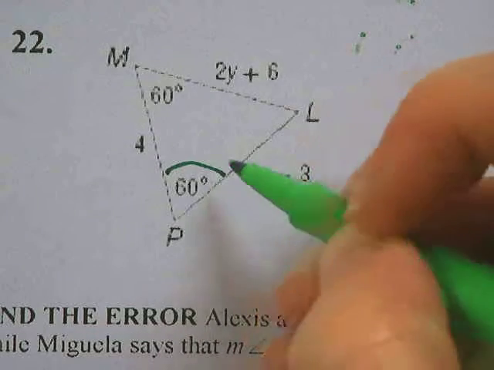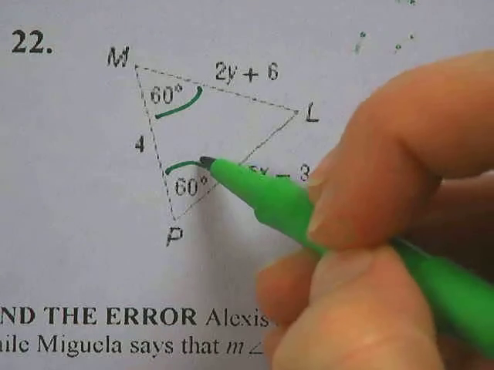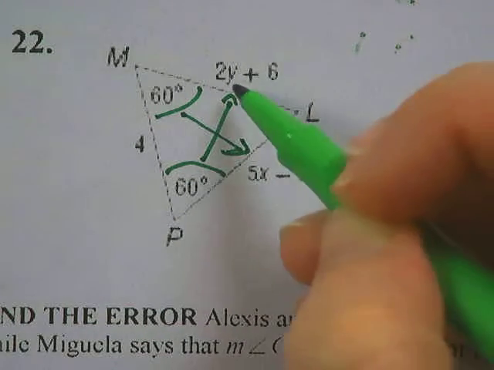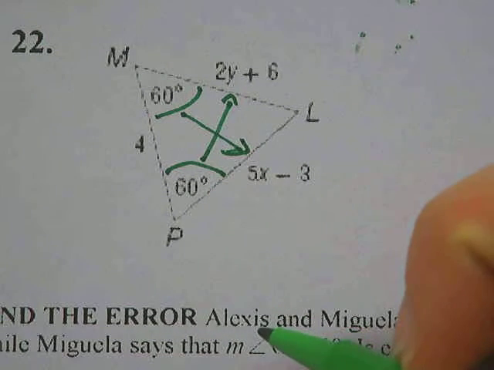So we notice that these two angles are congruent to each other. They're both 60 degrees. So that means that these two sides that they're across from are the same. But they have two different variables in them, so we can't just set them equal to each other right away.